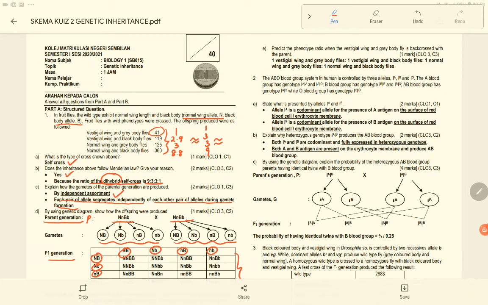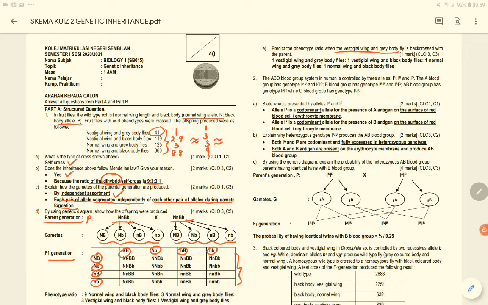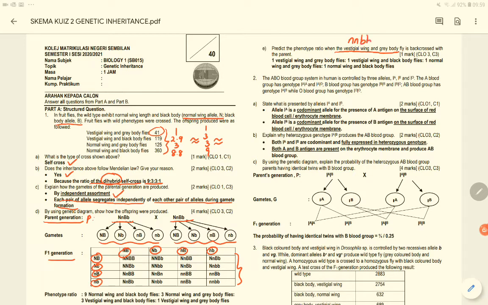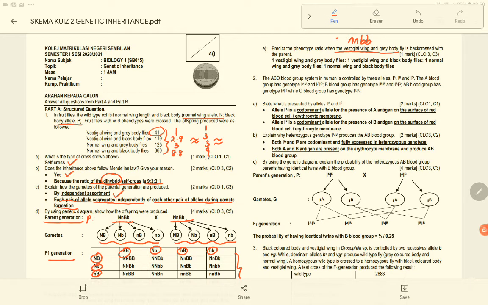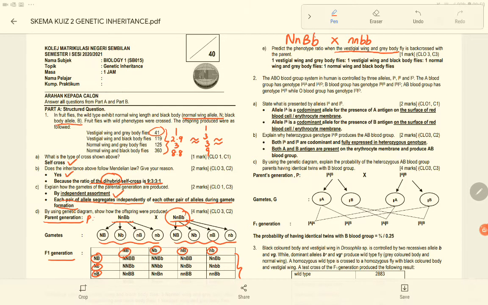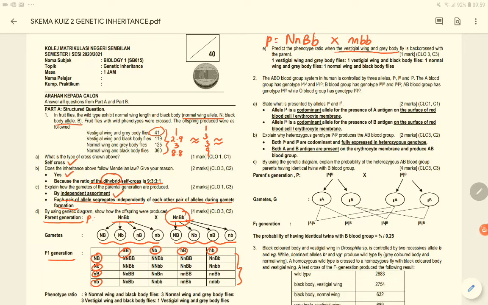Next question, predict the phenotype ratio when the vestigial wing grey body fly is back crossed with the parent. Now this vestigial wing grey body is recessive, so this is small n, small n, small b, small b, back crossed with the parent. The parent is heterozygous, big N, small n, big B, small b. So you can try to do a cross like this.